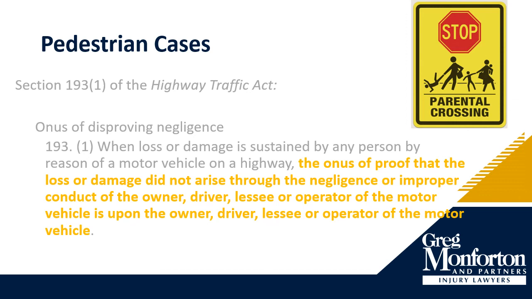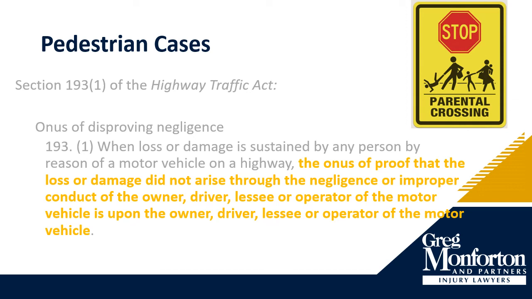So the way this works is that once the plaintiff establishes damages, so for example, that they suffered an injury because they were struck by the vehicle, the onus of proof then shifts to the defendant to establish that he or she is not at fault for the collision. The defendant, the person who operated or owned the vehicle, is presumed to be negligent in these cases where we are dealing with a pedestrian.